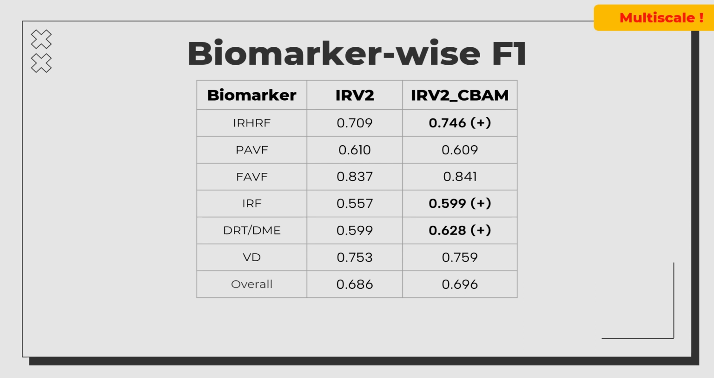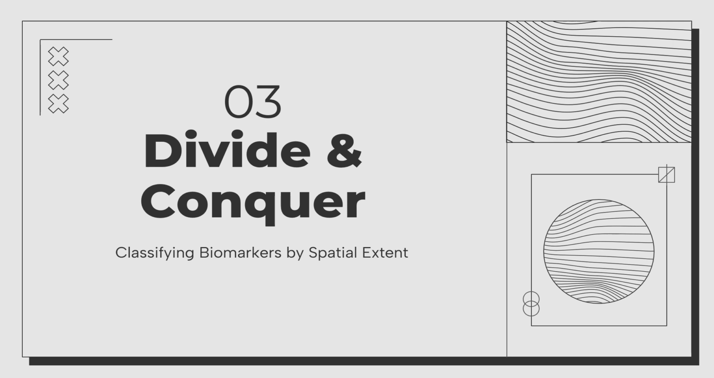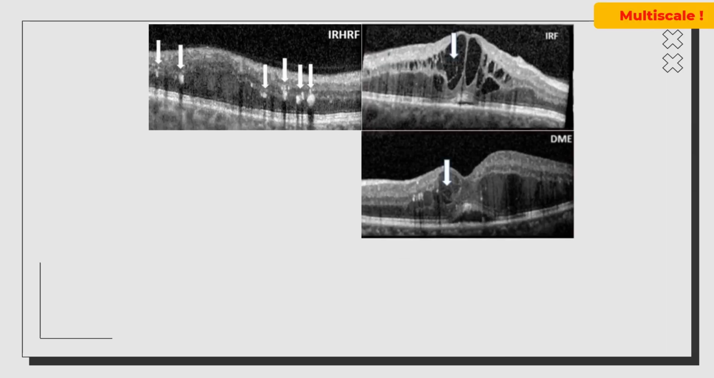If we calculate the F1 scores by biomarkers, we can see the improvement mainly comes from 3 biomarkers. Why? That's what I'm going to address in this section, which we call divide and conquer. Here are the 3 biomarkers where adding attention, CBAM layers really helped, and they do have something in common.